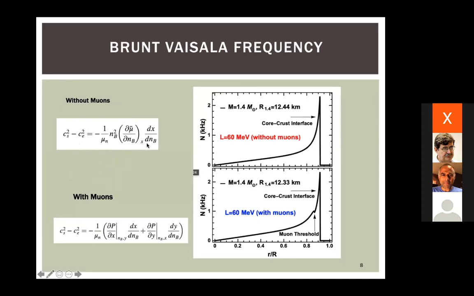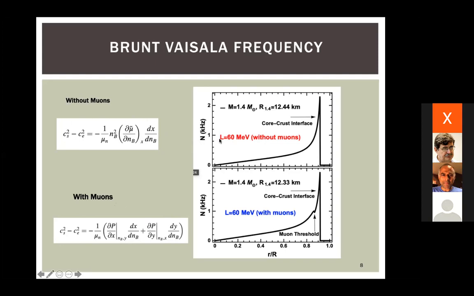So in the simplest case with NPE matter, one needs to know how the proton fraction changes with density. If you go to muons, now you have a muon fraction as well as what we call the total lepton fraction. So both of those changes will contribute to the difference of the sound speeds. Again, the impact of this jump in the sound speeds shows up in the Brunt-Väisälä frequency.